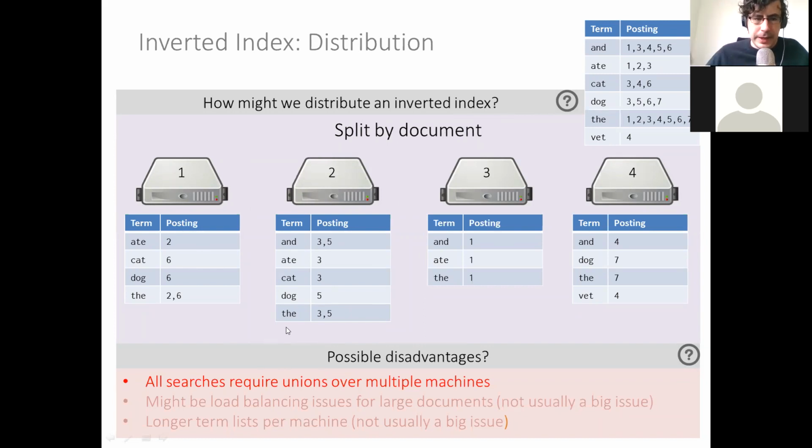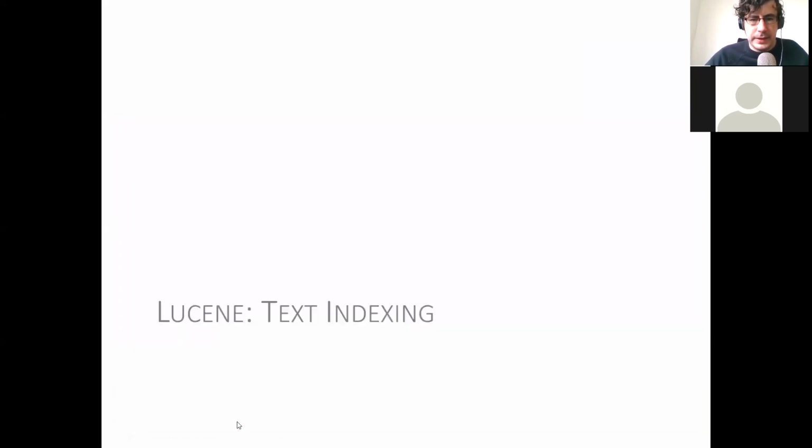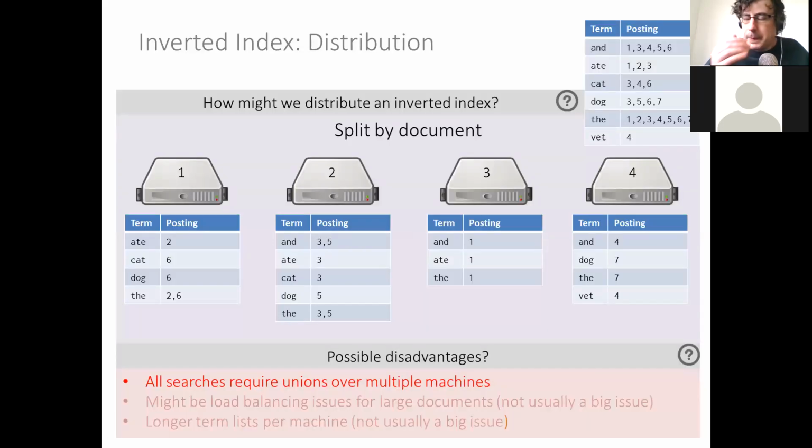In reality, for very large inverted indexes, like at the level of Google, there might be some more complex distribution going on, maybe a mix of split by word and split by document, and also considering replication. But these are the two core ways we could distribute an inverted index. So, any question or doubt?